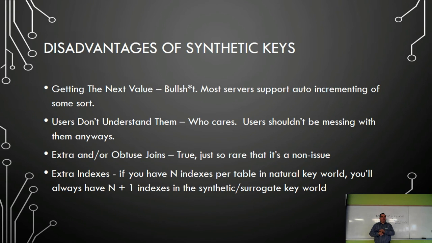Sometimes you end up with extra and obtuse joins. It happens really rarely that you end up with these weird joins because you're not using natural keys, where you're adding extra columns. Once you get used to it, it's not a problem. Therefore, it's really a non-issue.